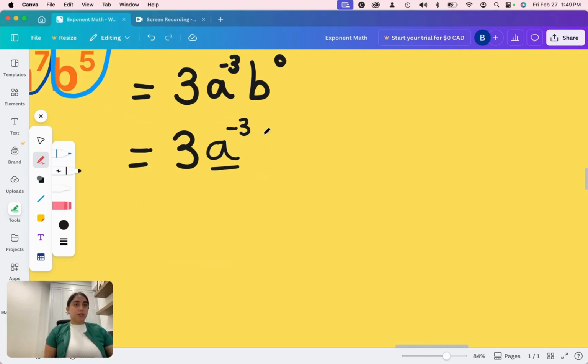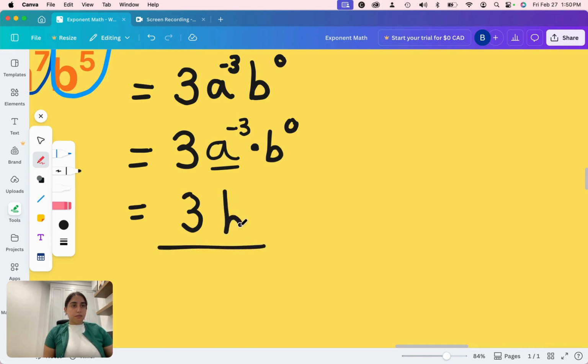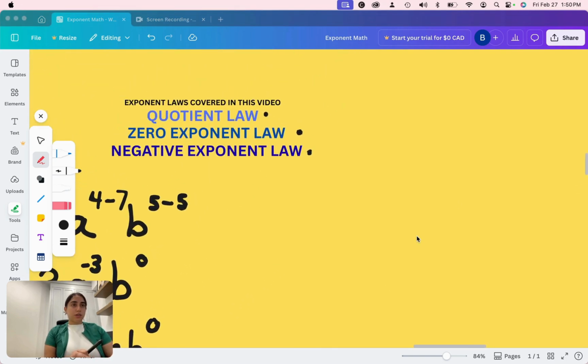So now we know that in our final answer, this A has to be in the denominator. So it's going to look like this so far. We'll stick to one change per line. So it's going to look like this. Okay, so this is our answer so far, but this isn't fully simplified. We still have one more law that I will cover.